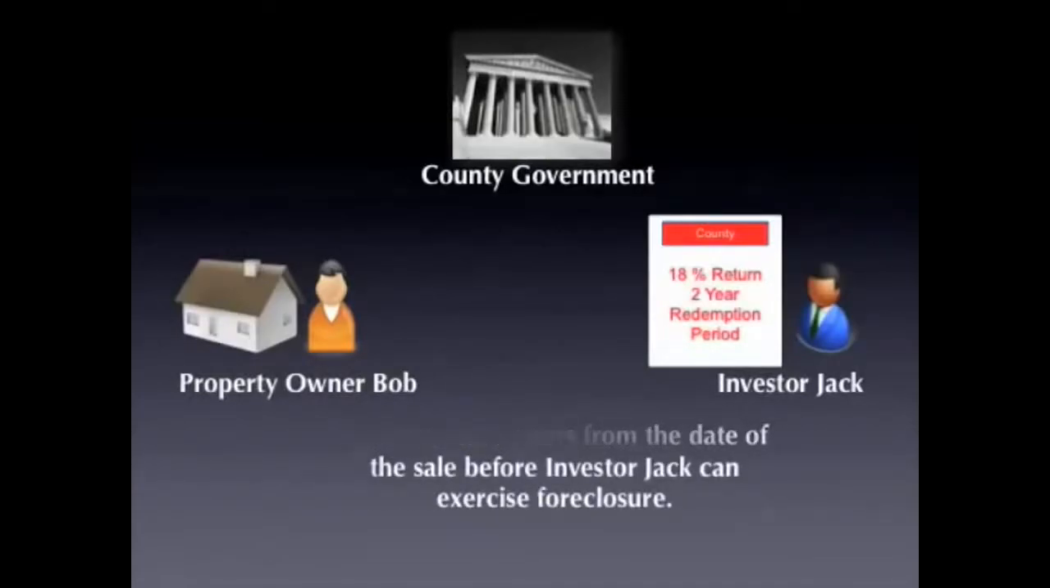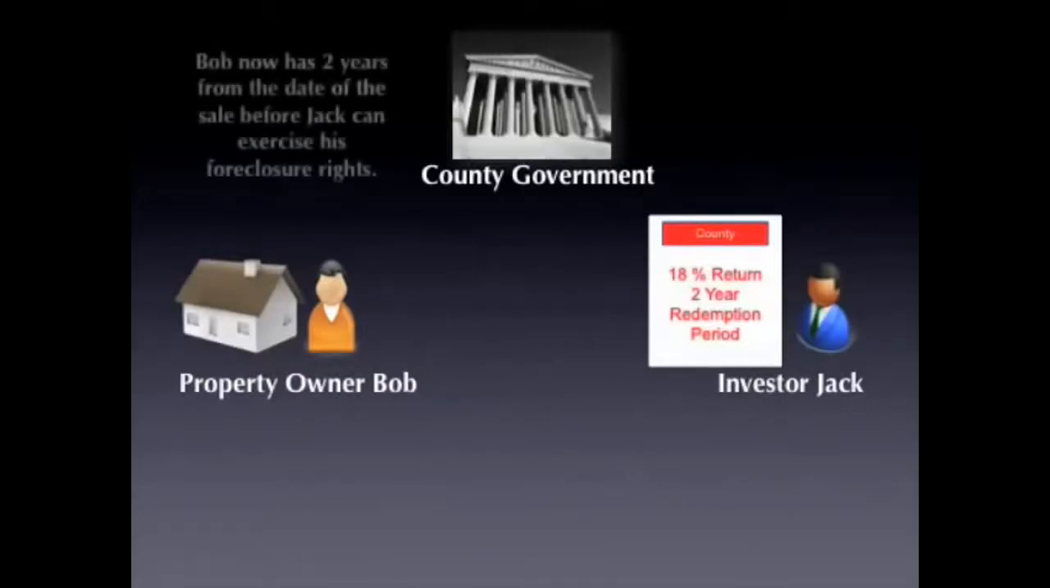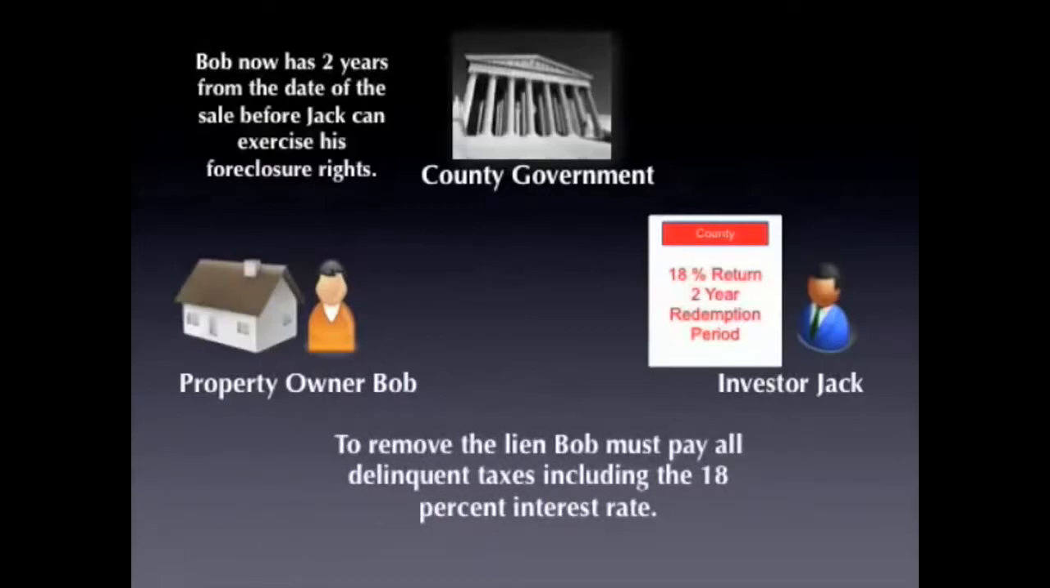So if we're playing out the scenario, we know that from the date of the sale here that the property owner now has 2 years to pay back that delinquent amount before the investor can actually initiate the foreclosure process because of that tax lien. To remove this lien, the property owner must pay all the delinquent taxes back, including the 18% rate of return that will be going to the investor. So there are penalties and fees that are associated with paying your property taxes late.